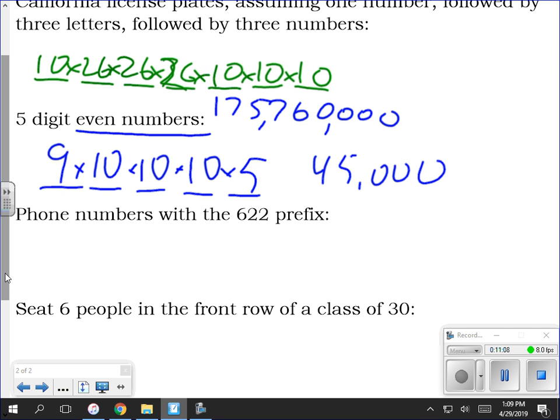So phone numbers with the 622 prefix. So how does a phone number work? Well, first you have the area code, right? 3-digit number for the area code.